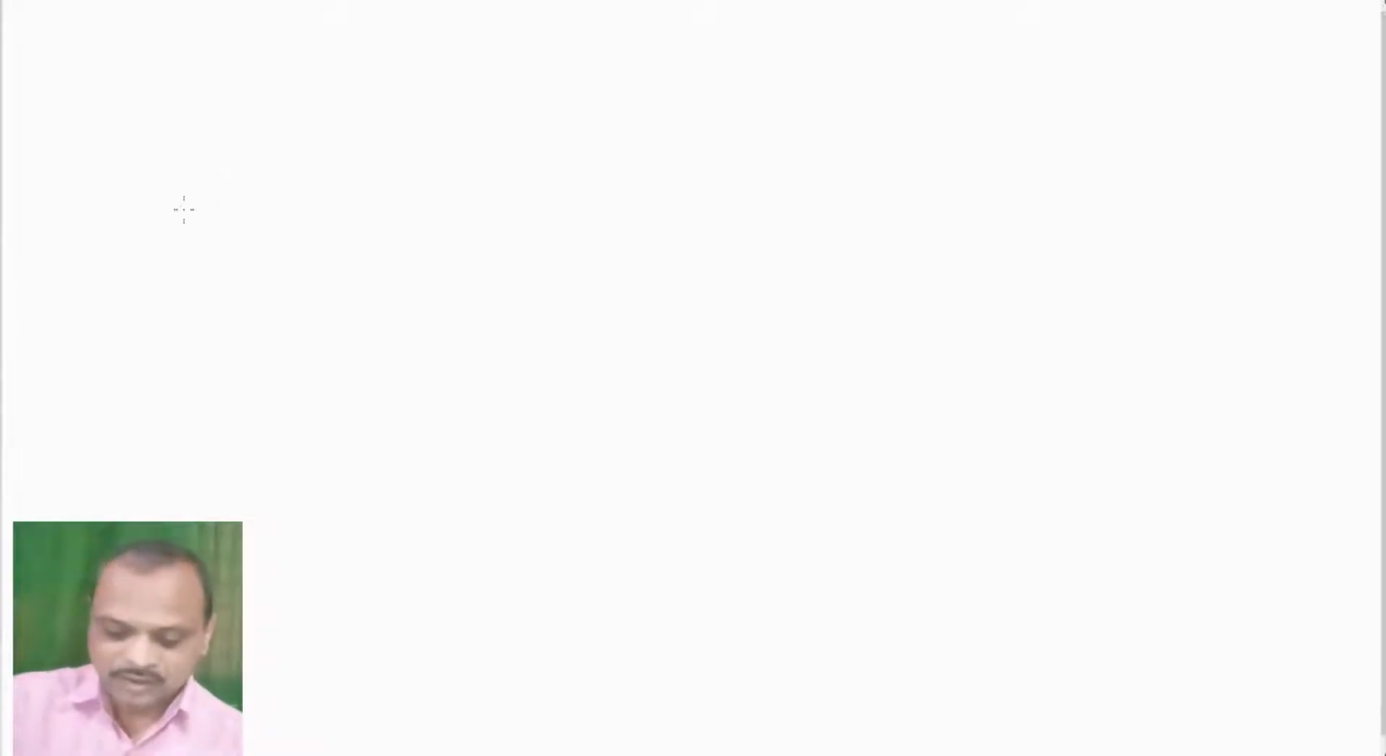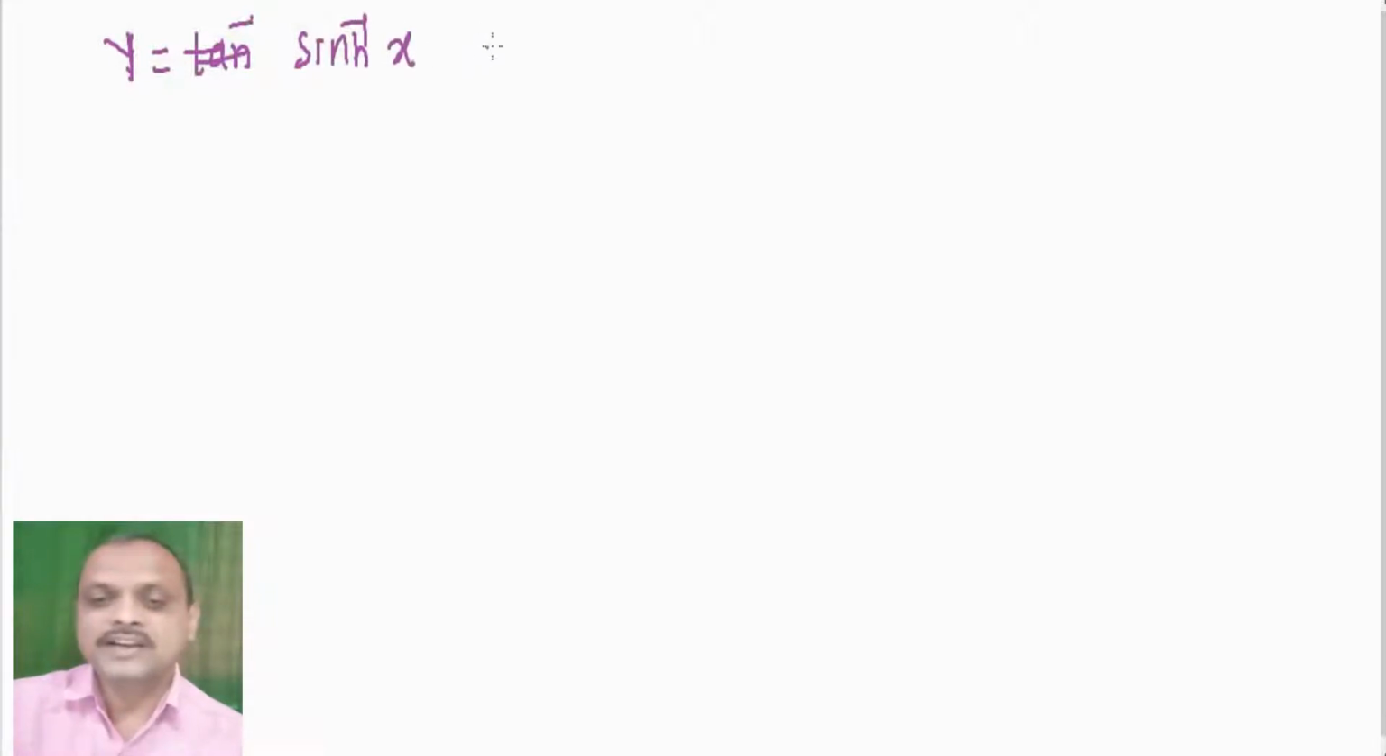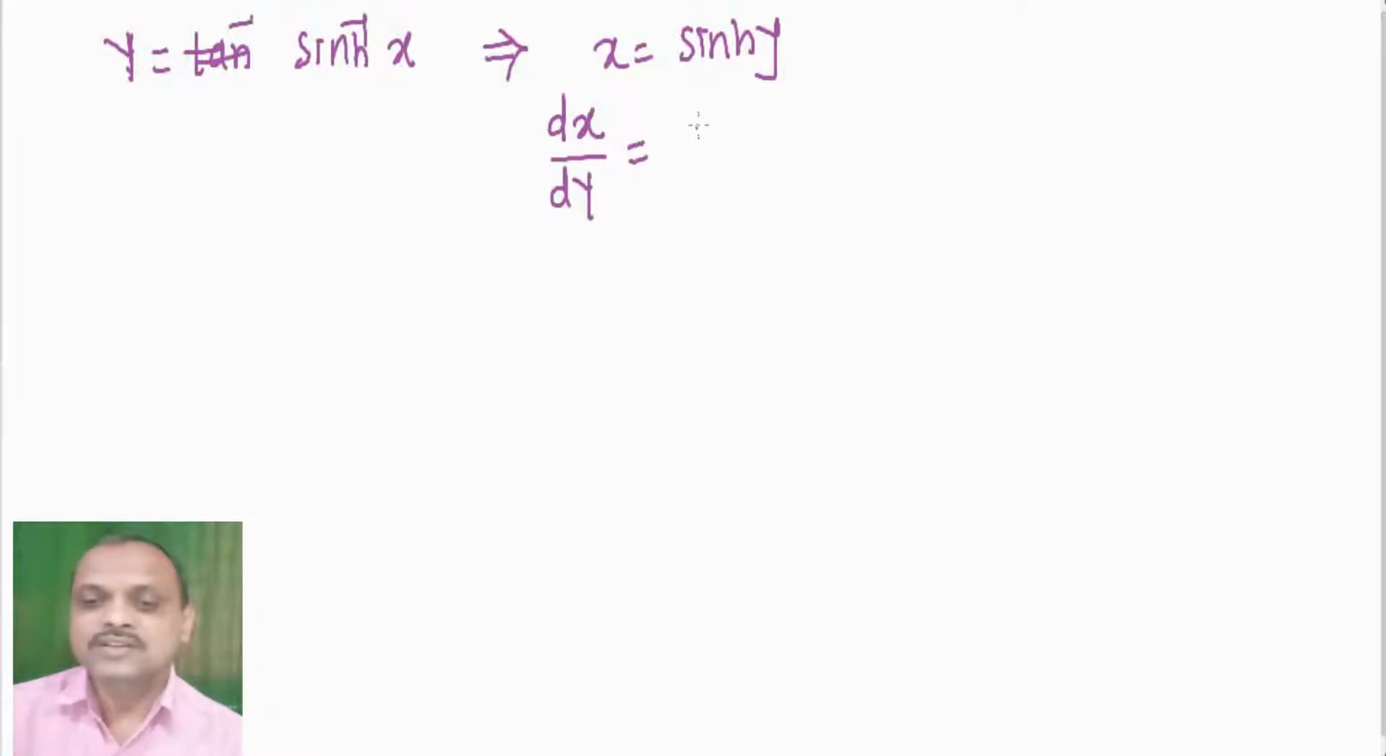Here let us see the derivative of y equal to sinh inverse of x. Then we can write it as x equal to sinh y. Now differentiate this with respect to y, then we get dx divided by dy equal to cosh y, since the derivative of sinh is cosh y, hyperbolic.